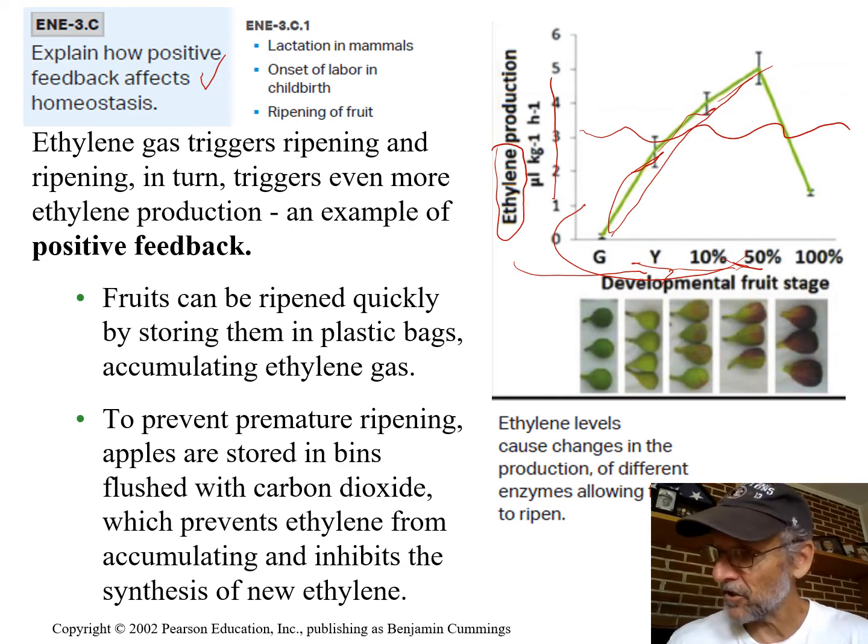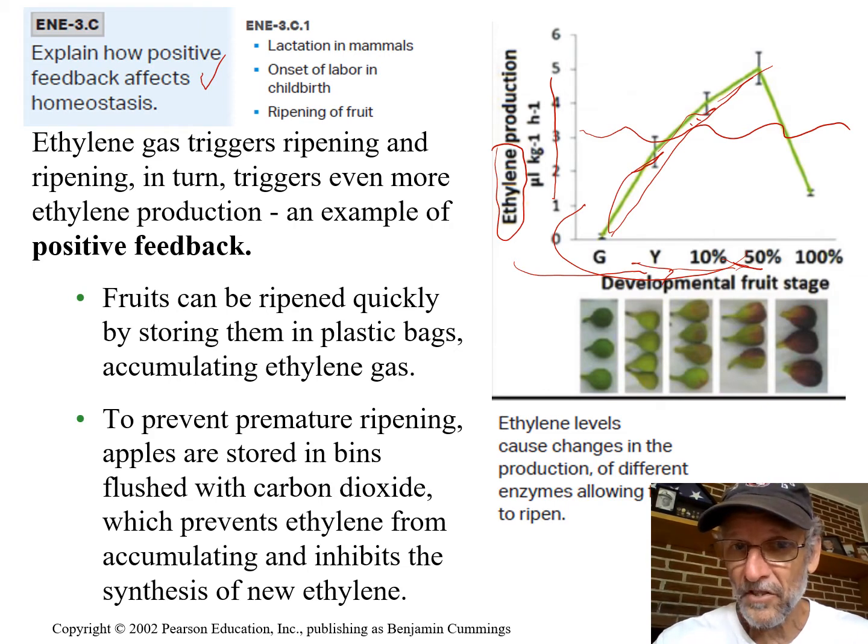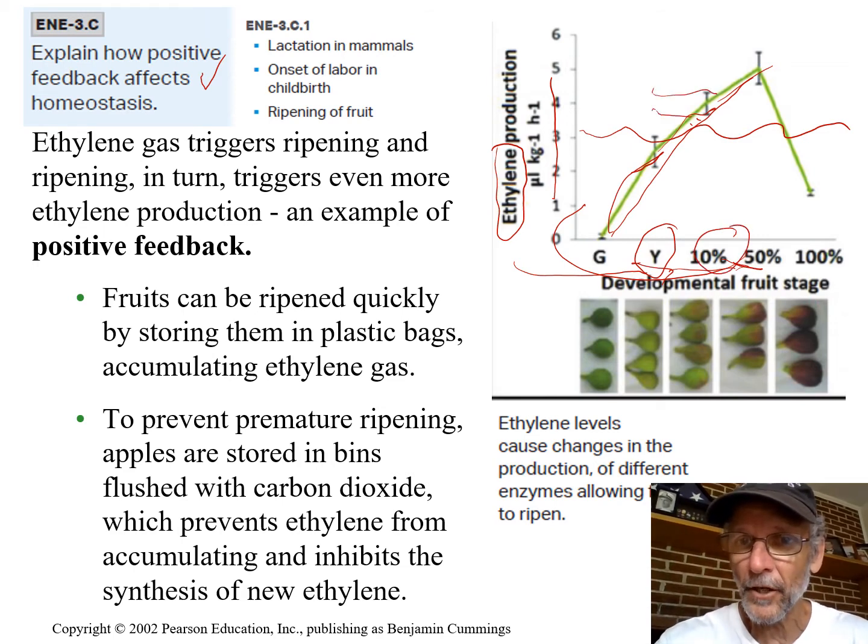Something else they could ask you in this kind of thing, with this graph, is whether the difference in ethylene production at this point in time and this point in time is significantly different. And yes, it is, because their error bars don't overlap.